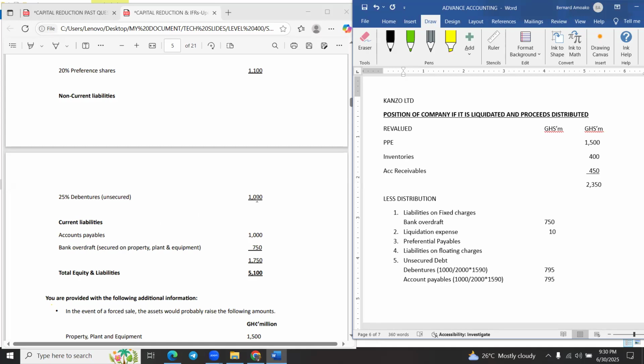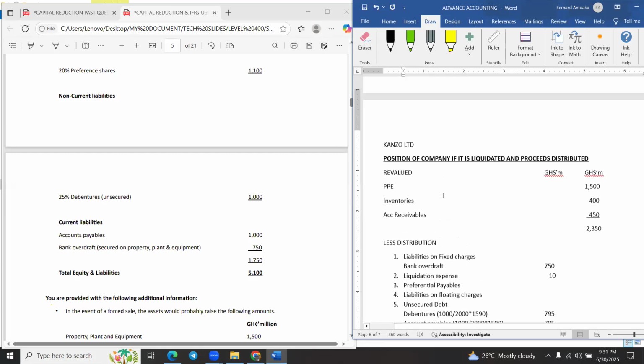Fortunately or unfortunately, this was 1,000, this was 1,000. So the total will be 2,000. If I want to pay this person, it is his value over the total between the two of them, which is 2,000, multiplied by what is outstanding for us to share. That is 2,350 minus 750 minus 10, that is 1,590. And that is going to give you 795. Same for accounts payable, 795. When you sum them up, you realize that it is 0.